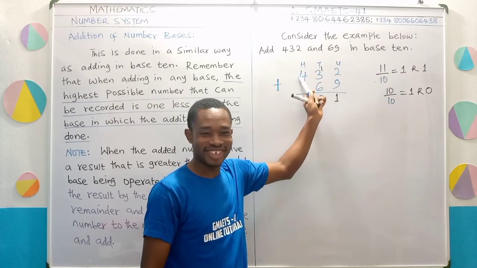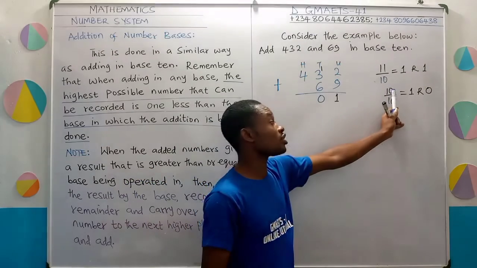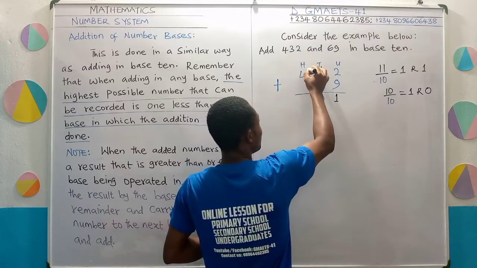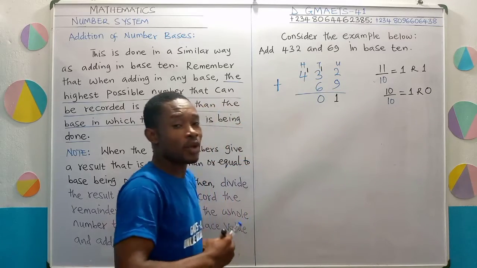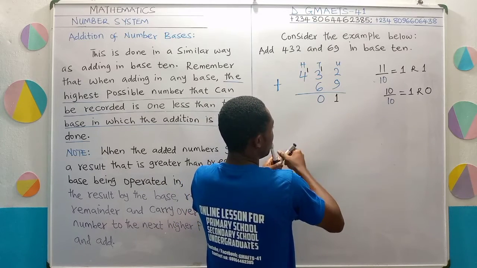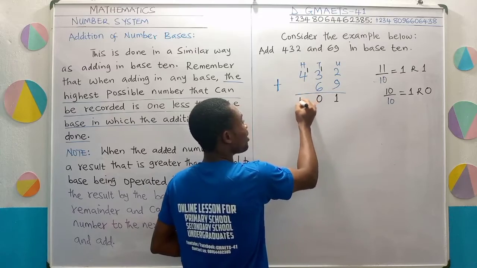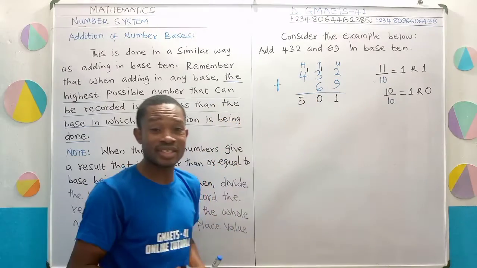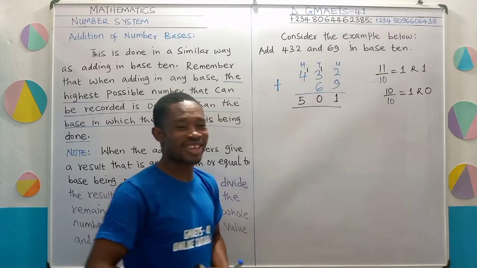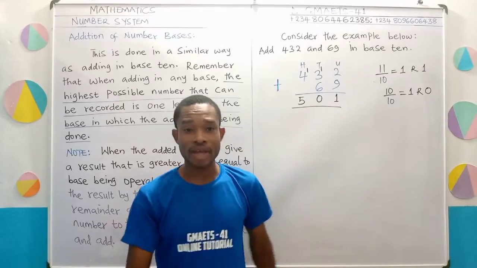Then you move 1 here. Alright, take note, not really that it's equal to 0, it's actually equal to 10, but you record 0, which is the remainder, and move the whole number to the next place value. And then 1 plus 4 will now give us what? 5. Oh no, let me use black marker. 1 plus 4 will give us 5. You can record 5 because 5 is less than base 10. Therefore, 432 plus 69 added in base 10, the answer is 501.